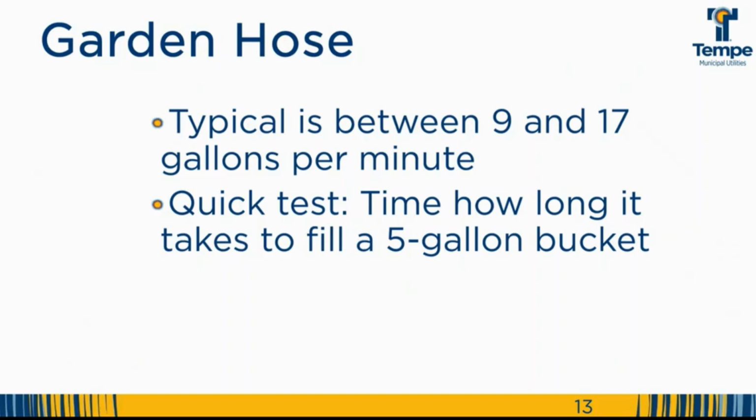So to do the bucket test, slow it to a trickle. You can basically take a pre-measured container, either a 5-gallon bucket or a 1-gallon bucket, and then just time how long it takes to fill that jug. For example, if it takes 2 minutes to fill the gallon jug, then you know the flow is about 1/2 gallon per minute or 30 gallons per hour.